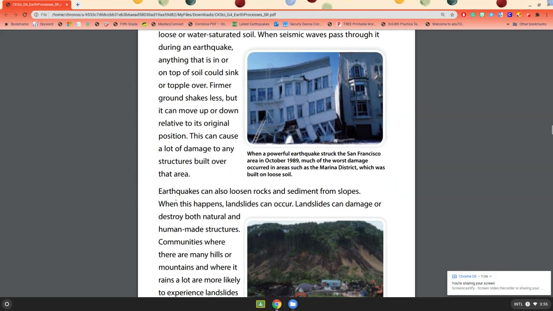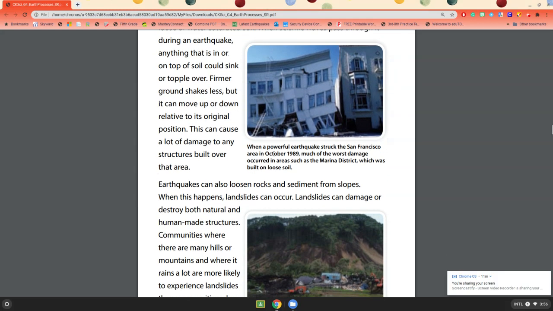So if you look right here, this picture, it says when a powerful earthquake struck the San Francisco area in 1989, much of the worst damage occurred in areas such as the Marina District, which is built on loose soil.